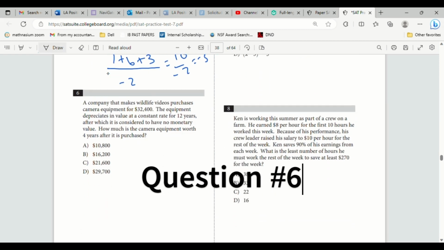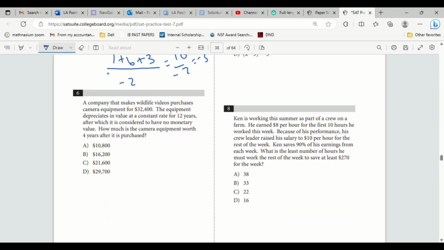Number 6, a company that makes wildlife videos purchases camera equipment for $32,400. The equipment depreciates in value at a constant rate for 12 years, after which it is considered to have no monetary value. How much is the camera equipment worth 4 years after it is purchased? So what we need to first do is figure out how much this depreciates every single year. And so to do that, we can divide 32,400 by 12.